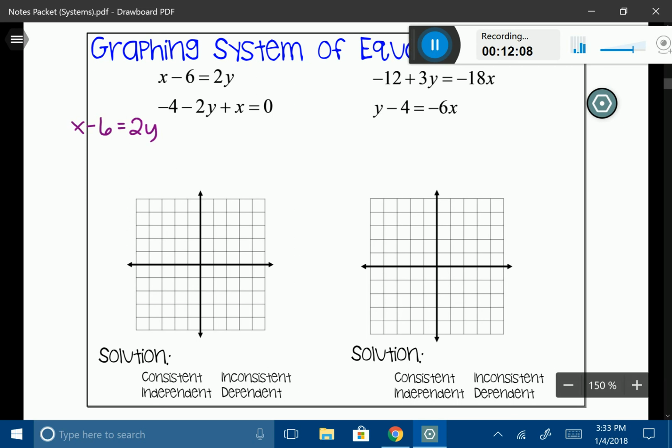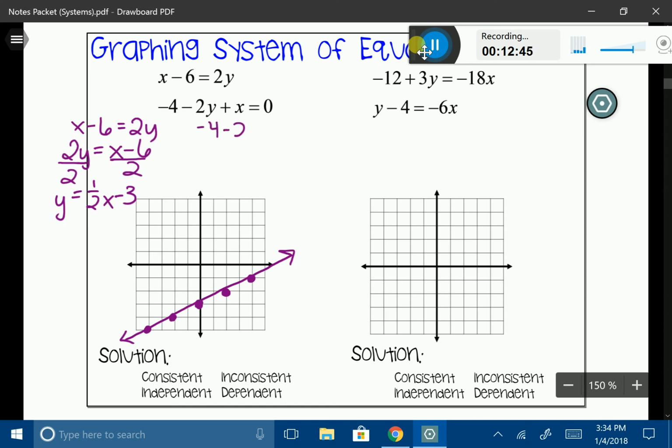So I'm just going to move some things around with my first one. I'm actually going to flip this whole thing around to get my y on the left. And then I'm going to divide both sides by 2. And that will give me y is equal to 1/2 x minus 3. Okay, so that's going to be my first equation. I'm going to graph that real quick. Okay, draw my nice line. My arrows.